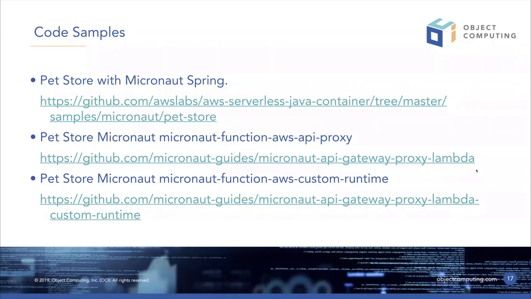I have two samples, one with the same code, not generating a native image, but using the API gateway proxy to Lambda feature of AWS, which I think is a game changer for Lambda development, because it allows you to create really complex Lambdas where you have multiple endpoints, with the same logic as we are used to developing and deploying to EC2 machines, but deploying them in Lambdas. And then I have the same sample, but using the custom runtime, as Stefano was mentioning.